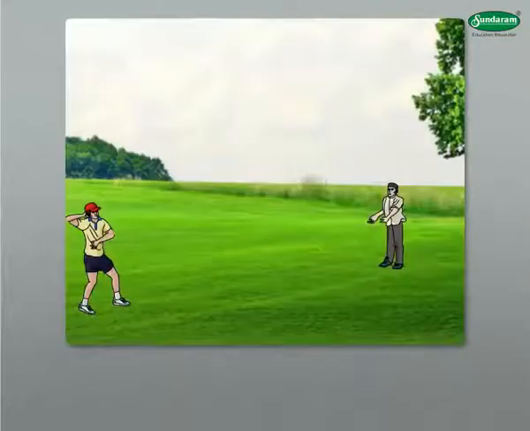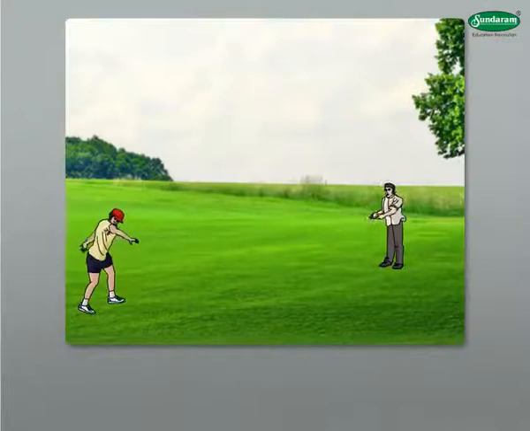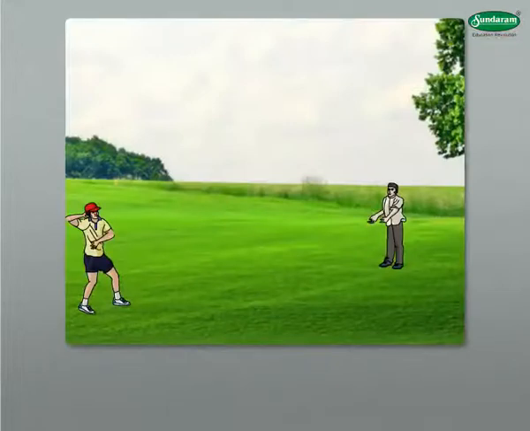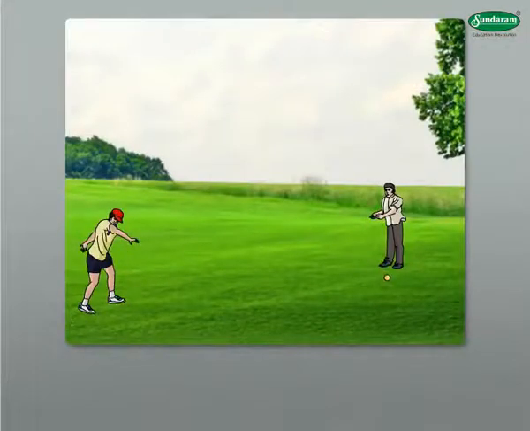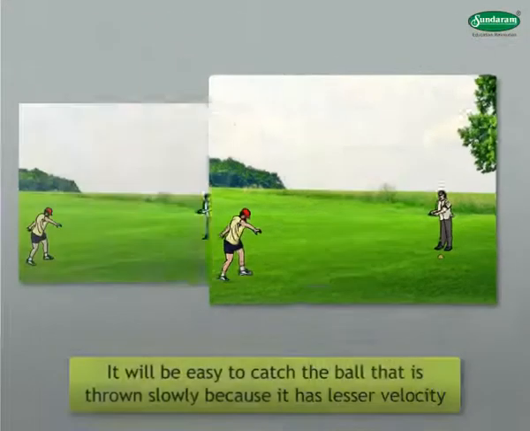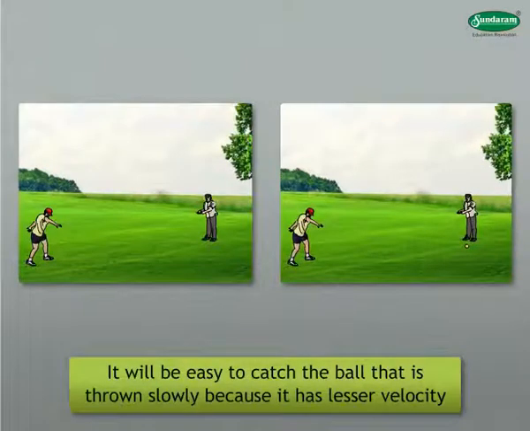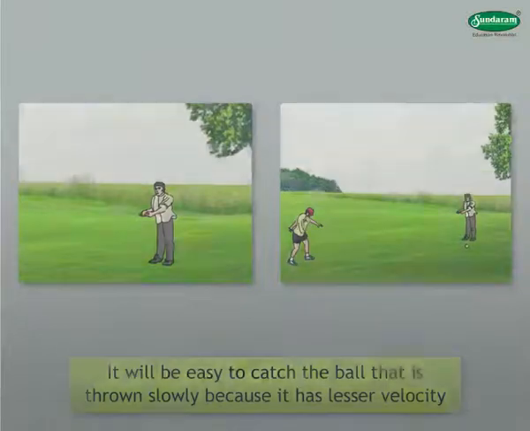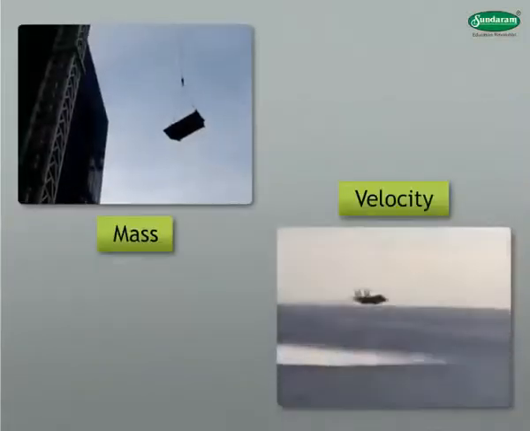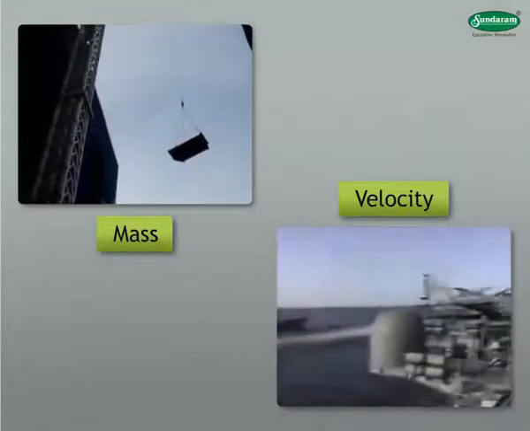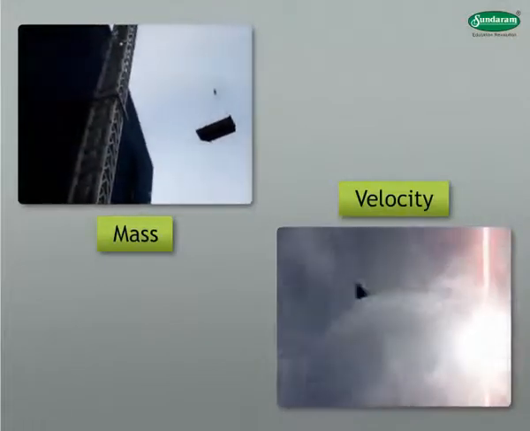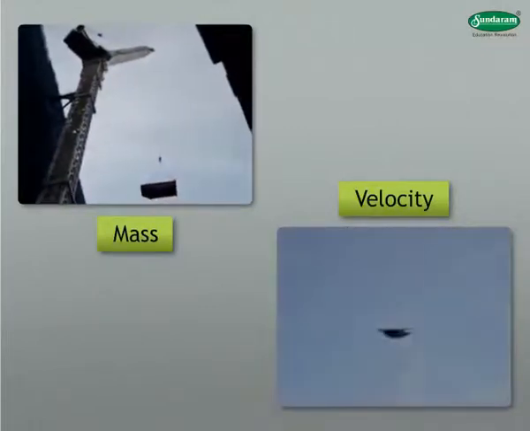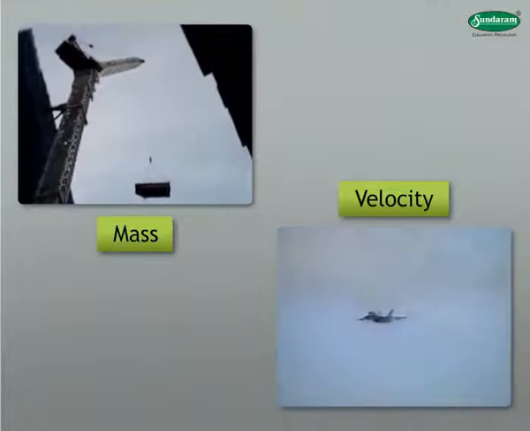Now, ask your friend to throw a ball very slowly and try to catch it yourself. And ask him to throw the same ball with very large velocity and try to catch it. It will be easy to catch the ball that is thrown slowly because it has lesser velocity. Mass or velocity alone are not responsible to produce the effect of force. There appears to exist some property that combines the mass and velocity of the object.